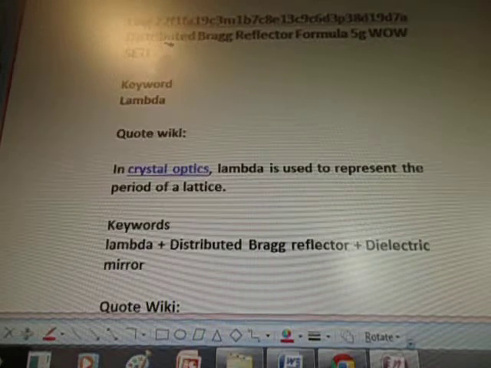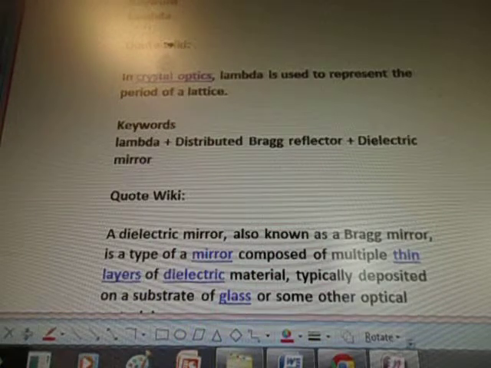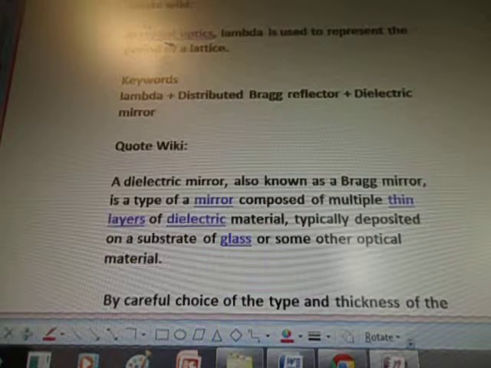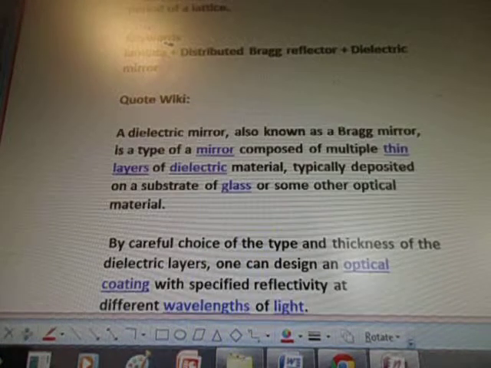And quote from the wiki is, in crystal optics, lambda is used to represent the period of a lattice. The keywords is lambda plus distributed Bragg reflector plus dielectric mirror. Quote from wiki, a dielectric mirror, also known as a Bragg mirror, is a type of mirror composed of multiple thin layers of dielectric materials, typically deposited on a substrate of glass or some other optical material.